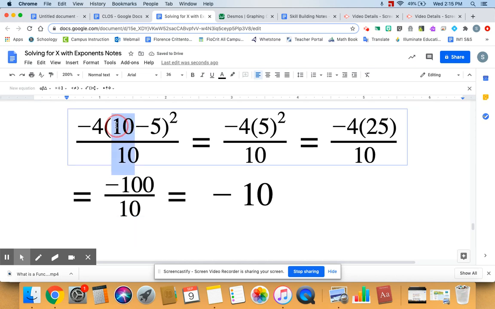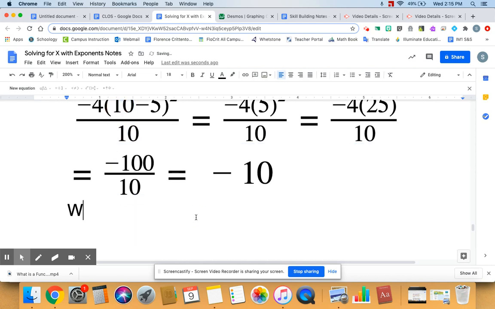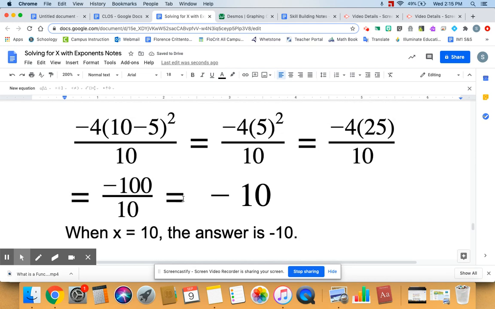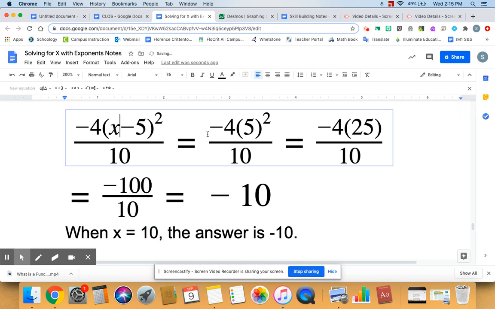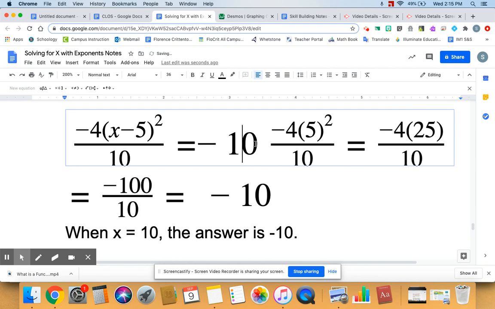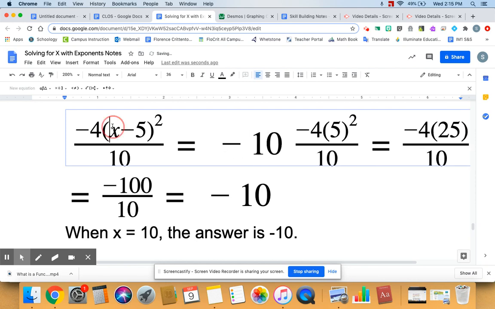So with this x, when x was 10, the answer is negative 10. So then let's pretend I didn't know that x equaled 10. I thought it was an x. And what they told me about it was that it equaled negative 10. I have to figure out what number I can put right here so that it equals at the end negative 10.